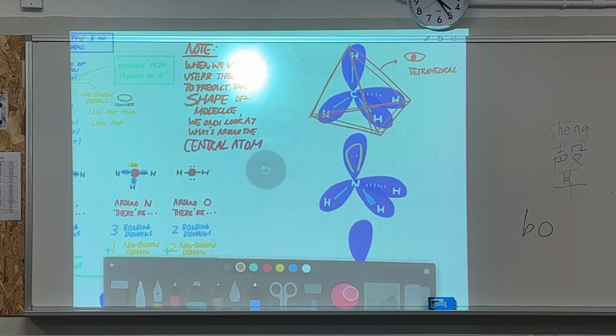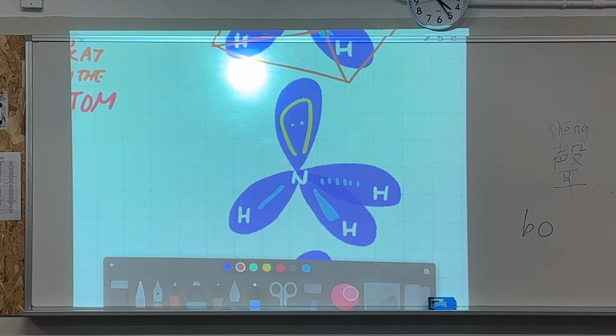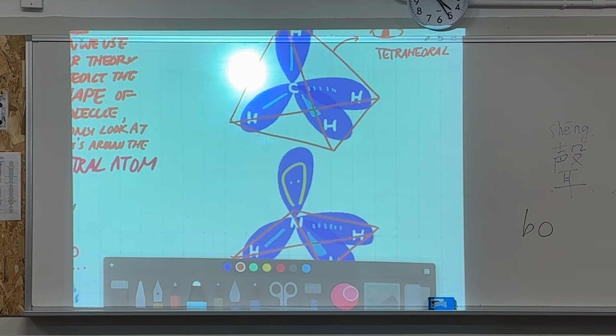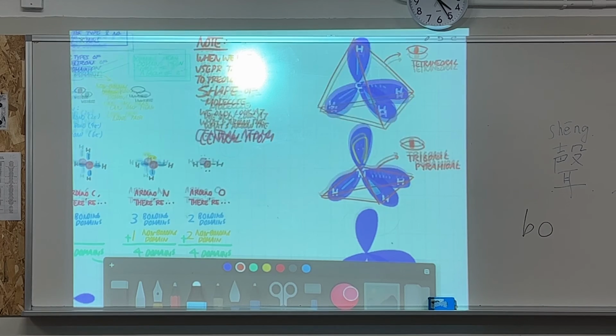But when you look at this shape, what can you really see in here? You can only see this part of the molecule, right? You cannot see the lone pair, remember? So pretend that it doesn't exist. This is what you can see of the molecule. The name of this shape, what we can see, is trigonal pyramidal. Trigonal pyramidal. So copy this. You need to remember this shape.